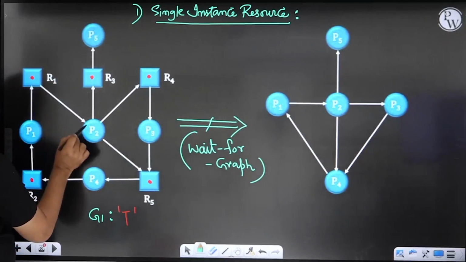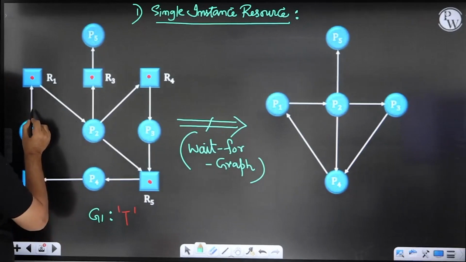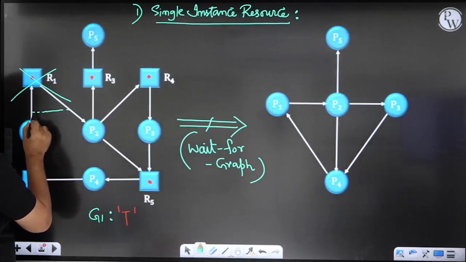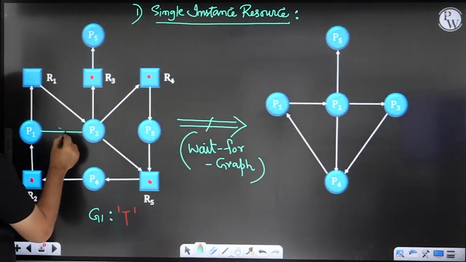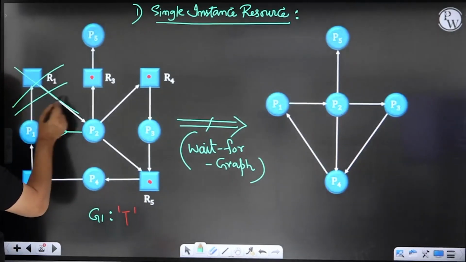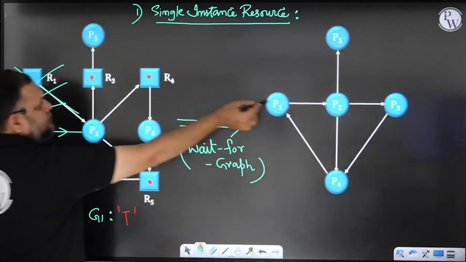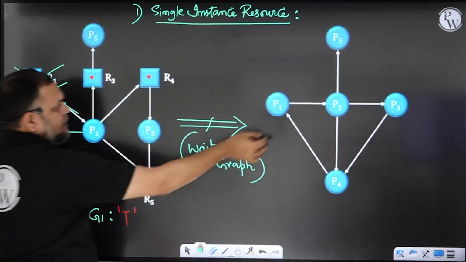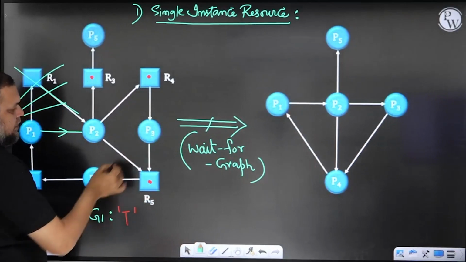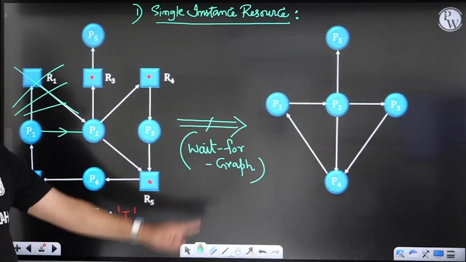P1 is waiting on P2 for resource R1. Again, check: P1 is waiting for R1, which is right now with P2. So I can say for sure that by removing this, I can put a direct wait for edge like this, P1 to P2. That is called a wait for edge. So collapse this, remove this and put a direct wait for edge. P2 waits on P5. P2 waits on P3. P2 waits on P4. P3 waits on P4. P4 waits on P1. P5 waits on no one. This is the wait for graph.